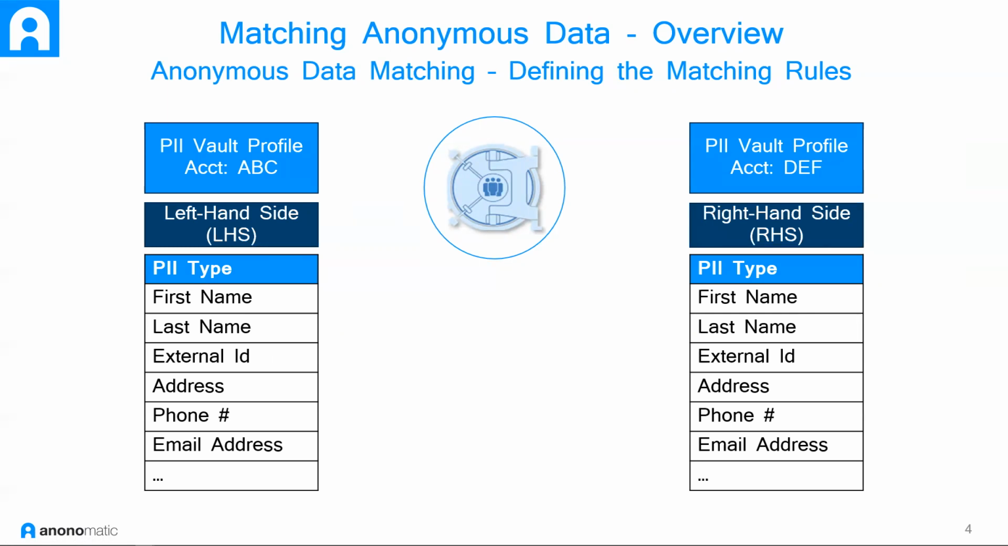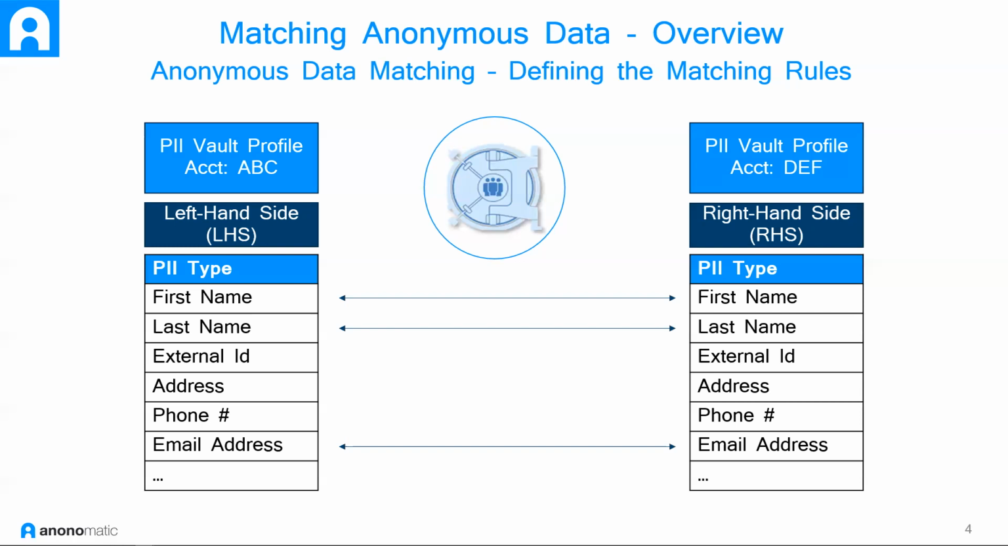So looking at the data we had, we're going to say that in this case, if the left-hand side first name is equal to the right-hand side first name, and the left-hand side last name is equal to the right-hand side last name, and the left-hand side email address is equal to the right-hand side email address, then that is a match. And the PII Vault reader will bring this information back into Domo and it can be used to link those two different sources of data.